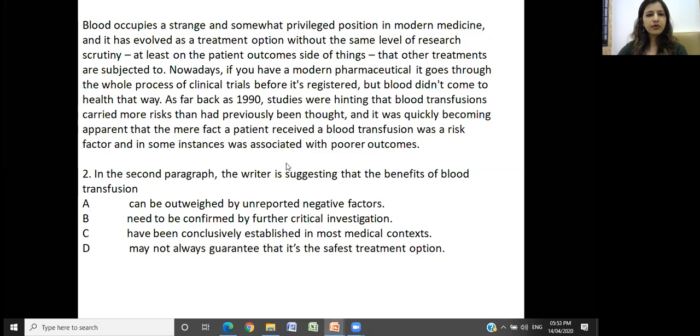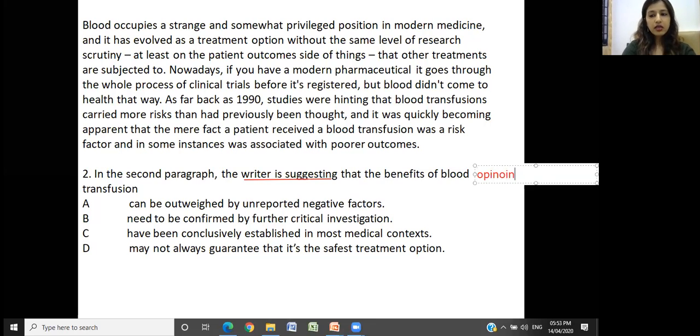Okay, so let us start with the second paragraph. What is the topic sentence in this paragraph? It is saying writer is suggesting that. So definitely this is also opinion question. Writer's viewpoint about blood transfusion, but specifically about the benefits of blood transfusion. So we have to find out what is the writer's viewpoint about the benefits of blood transfusion. So what is the topic sentence here, and what is the writer's overall viewpoint about benefits of blood transfusion?